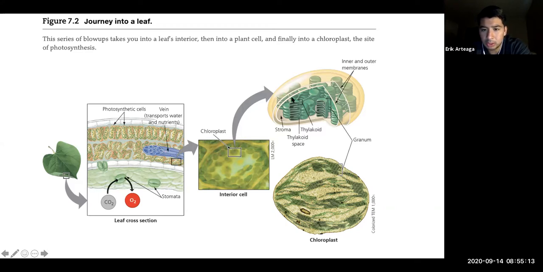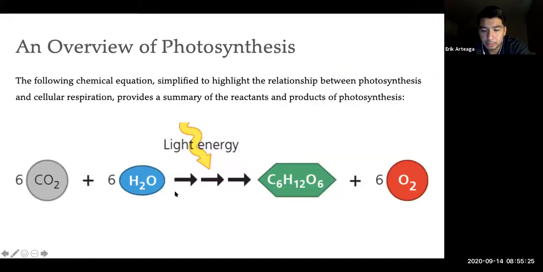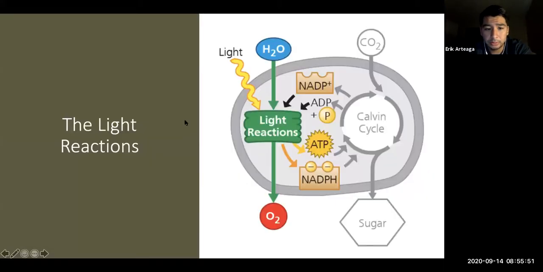But the light reactions, again, harvest the light and produce energy. NADPH and ATP are produced in the light reactions, which we'll see in a minute. So this is the overview of photosynthesis, right? You have CO2 and water. Light energy is then utilized to make glucose, C6H12O6, and then oxygen will be produced. But again, this involves the Calvin cycle and the light reactions. All right, so again, you have the light reactions and you have the Calvin cycle.